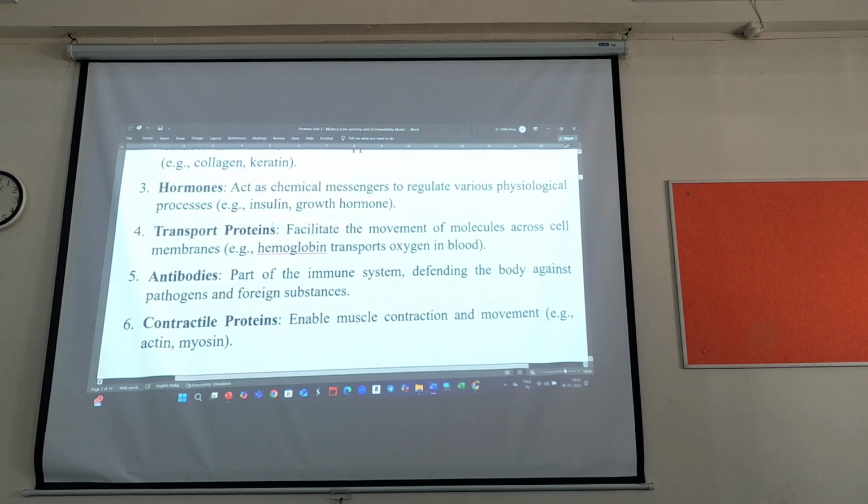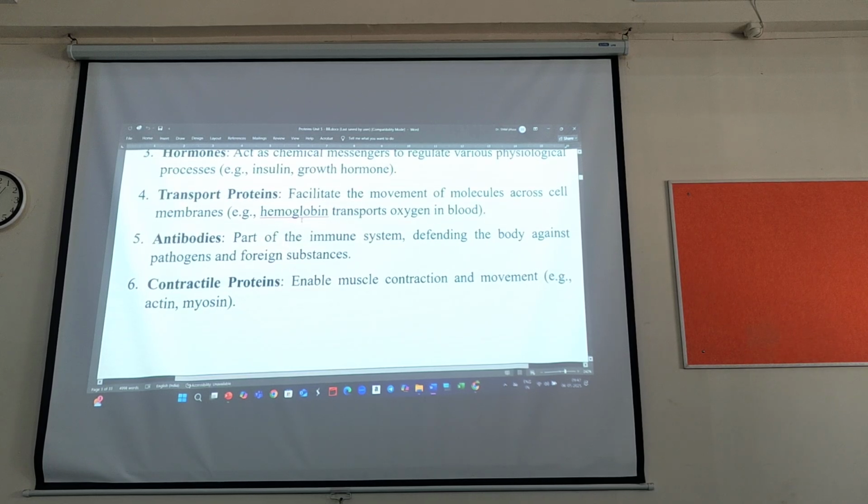Then there are transport proteins. These proteins facilitate the movement of molecules across the cell membrane. For example, hemoglobin. Everybody knows the hemoglobin, right? So hemoglobin's main function is to transport oxygen in the blood. Then sometimes protein acts as an antibody also. So it is a part of the immune system, which defends the body against pathogens and foreign substances.